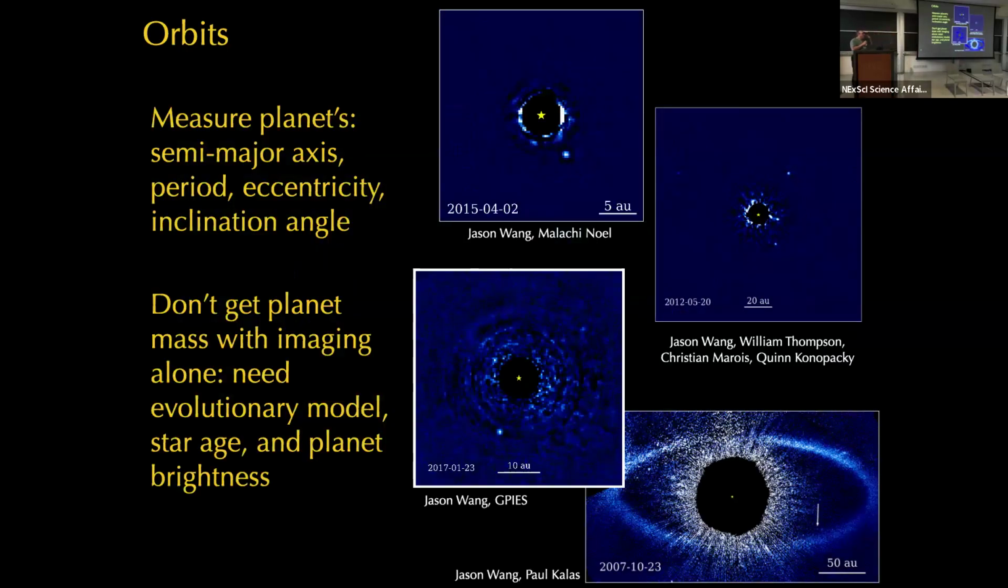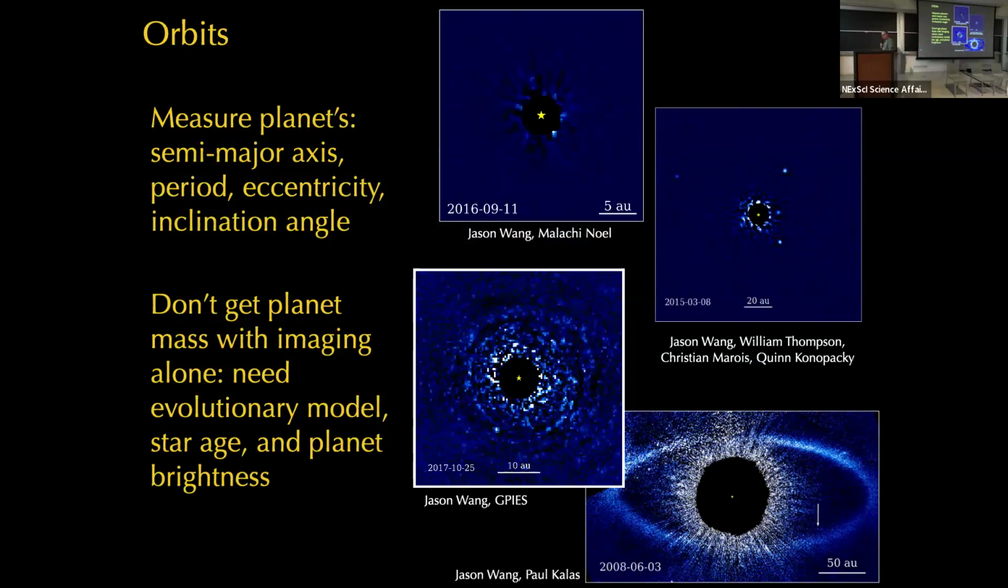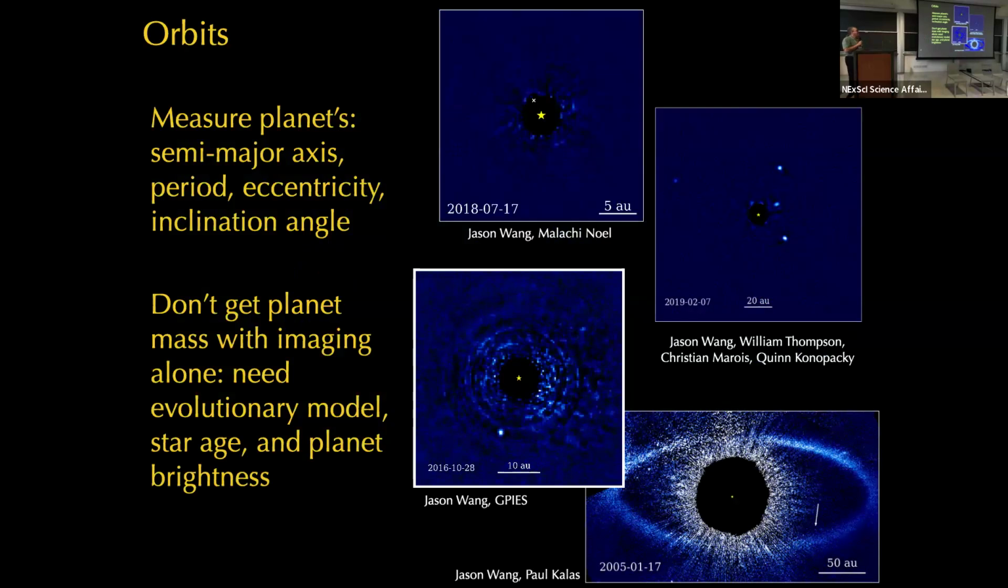All right. One last plug to Jason Wang's orbit movies, just incredible astronomy visualization here. But yeah, if you have a little bit of patience, you can watch these planets move. You can learn about their orbital properties. You can get the semi-major axis of the orbit, the period, the eccentricity, the inclination angle. Learn all these things with enough orbital motion. Don't even need a full orbit.